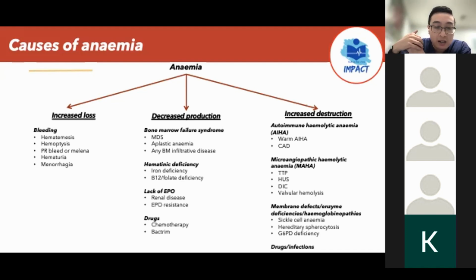TTP presents with a classic pentad. So I'm wary of the time. I won't ask the question of what the pentad is, but I remember it as FAT-RN. So F stands for fever. A stands for anemia, so microangiopathic hemolytic anemia. T stands for thrombocytopenia. R stands for renal failure. And N stands for neurologic symptoms, so headaches, confusion, seizures, etc.